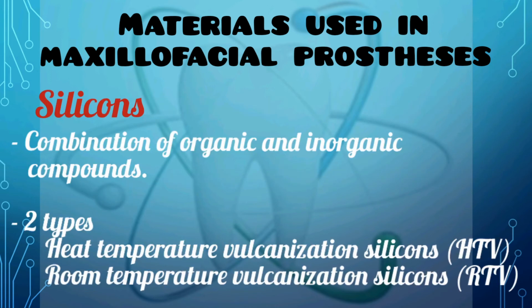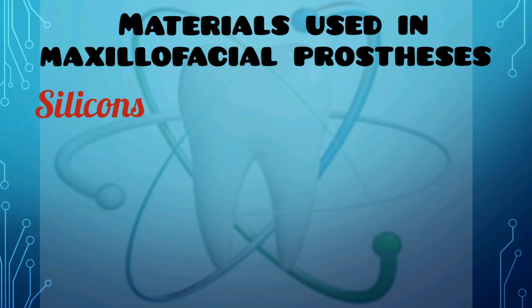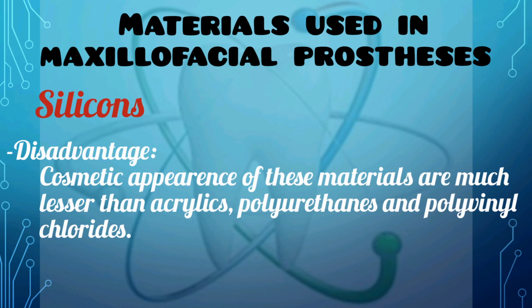The next one is the silicones. Silicones are a combination of organic and inorganic compounds. The silicones are of two types, the heat temperature vulcanization silicones and room temperature vulcanization silicones. The heat temperature vulcanization silicones are a white opaque material with a highly viscous putty-like consistency. It is available as one component or two component putty. The RTV silicones, or room temperature vulcanization silicones, are much easier to process than the heat cured forms. But a major disadvantage is that the cosmetic appearance of these materials is much lesser than acrylics, polyurethanes and polyvinyl chlorides.